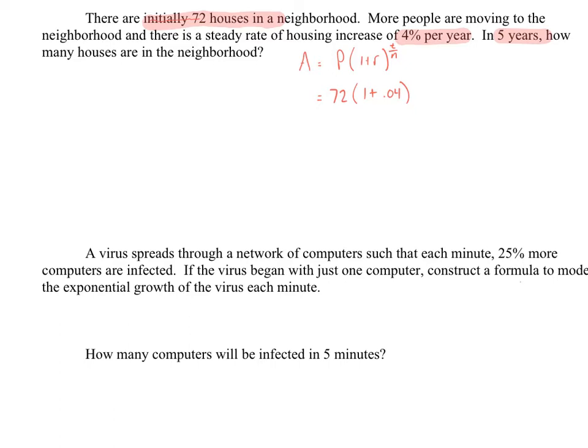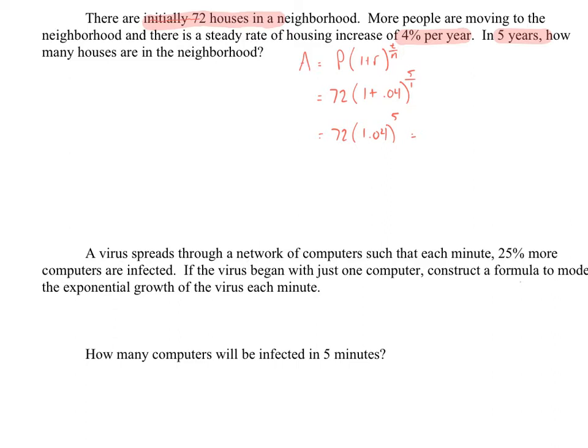So our rate is 4% or 0.04. And we're going to raise that to the t over n. Now, 5 years is our amount of time. It increases 4% every year. Since it doesn't increase 4% twice a year or 3 times a year, n is just 1. It's making that increase 1 time each year. So our t is going to be 5, our n is going to be 1. So really, we have 72 times 1.04 to the 5th power. And at this point, you can just throw that into the calculator to get your total amount.